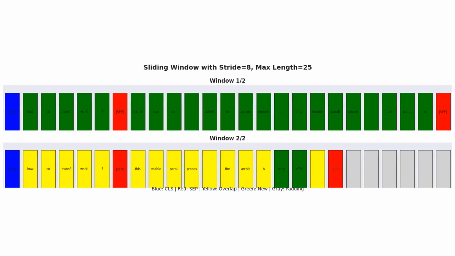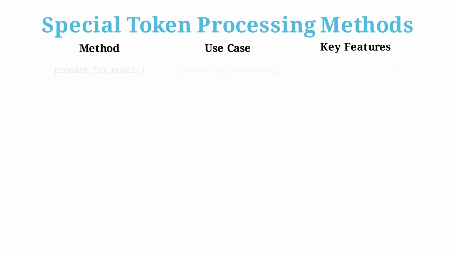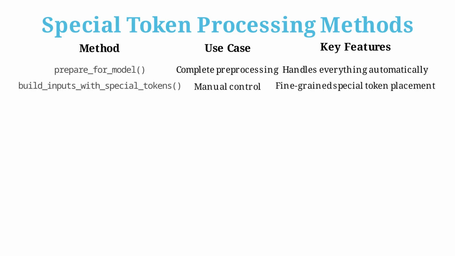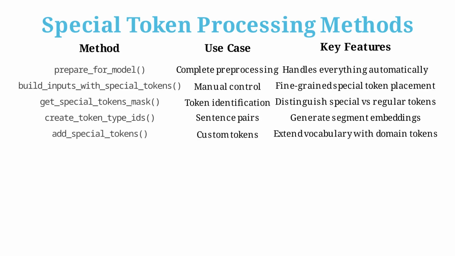We've covered all unique context tokens across our windows. Let's look at a summary table comparing all the key methods we've learned. Each method serves a specific purpose in the tokenization pipeline. Prepare for model is your go-to for complete preprocessing. Build inputs with special tokens gives you manual control. Get special tokens mask helps identify token types. Create token type IDs generates segment embeddings, and add special tokens extends your vocabulary.